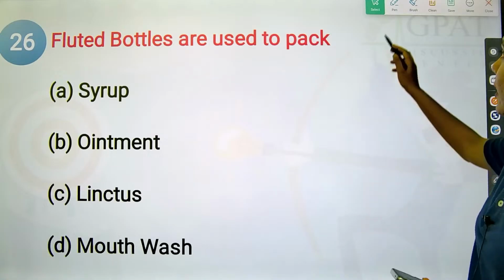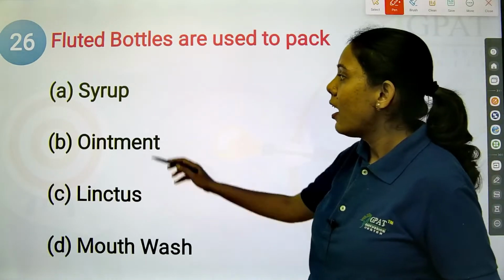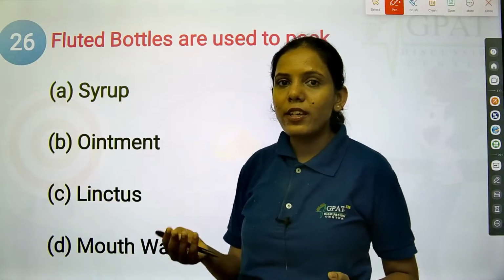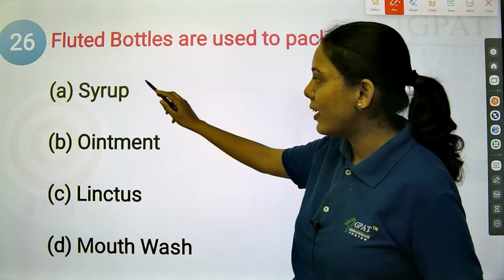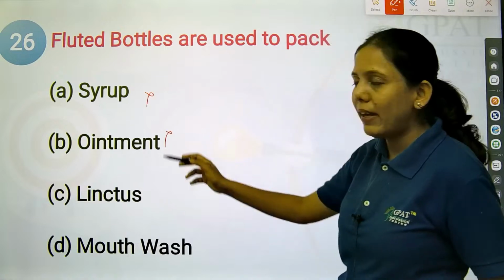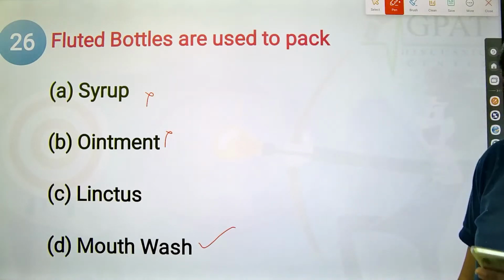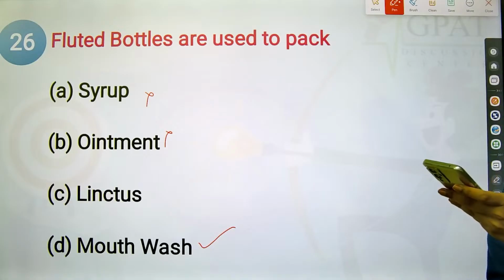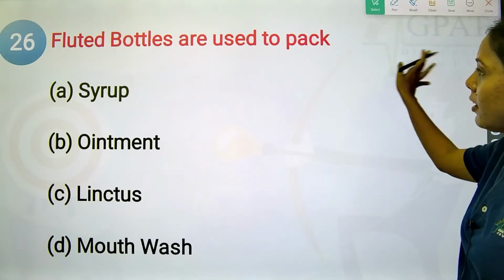The next question is, fluted bottles are used to pack. These are nothing but glass bottles. Basically we are not using something which will go into the digestive system or the gastrointestinal tract. So syrup, ointment, definitely it won't be there, linctus, but it is used for the mouth washes. So option D, mouth washes, is the right answer.